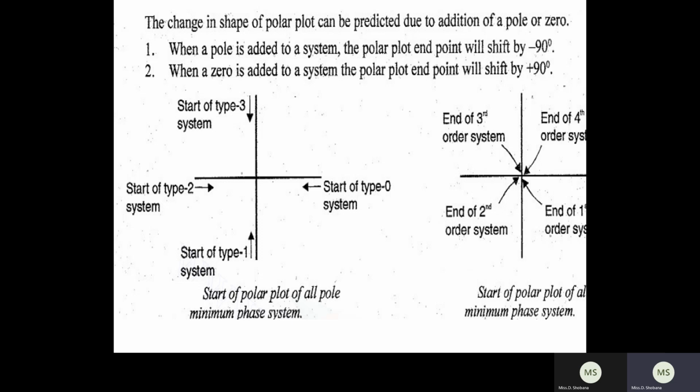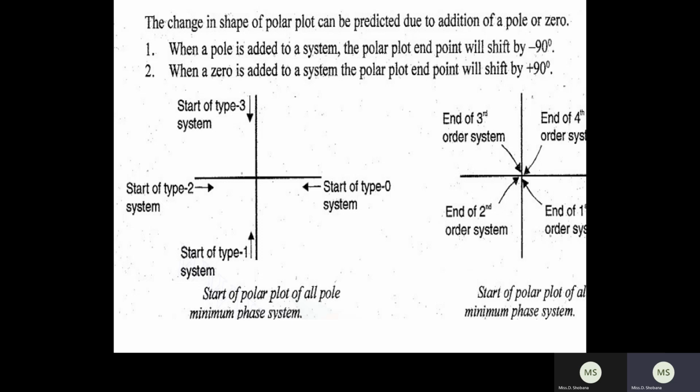Okay, so if you have a type 1 system, minus 90 degrees upward, it will have a starting point. If you have a type 2 system, minus 180, it will have a starting point. If you have minus 270, it will be in the upward direction towards the origin, and it will have a starting point. Similarly, a polar plot will have endpoints.